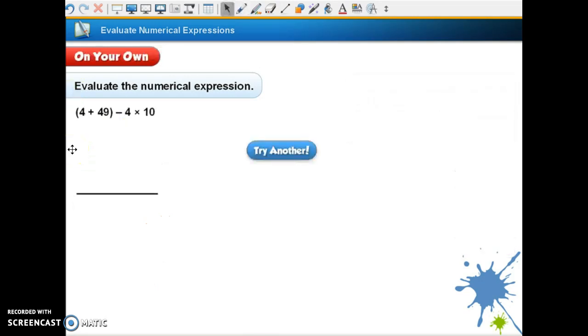Okay, this is number 4 on your own on page 49. We're going to solve this really quickly. Parentheses first. 4 plus 49 is 53. Minus 4 times 10. The next thing we have to do is multiply. So we have 53 minus 4 times 10, which is 40. 53 minus 40 is 13. If you cannot do 53 minus 40 in your head, by all means, go over to the side and subtract it. This is number 5 in the one below.